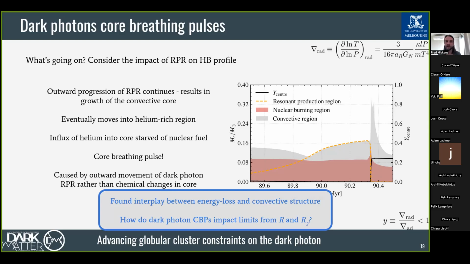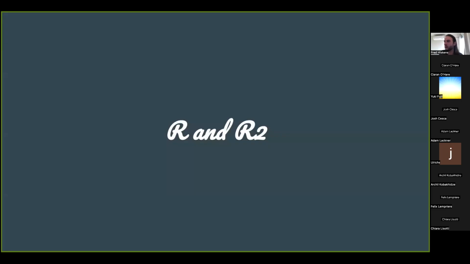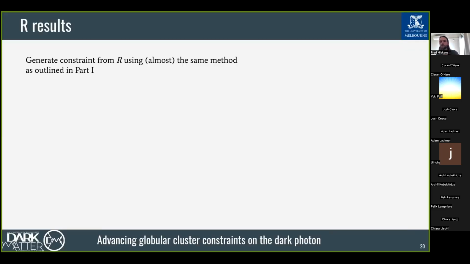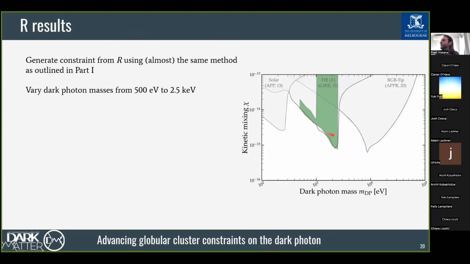And so the question left to answer in the remaining time is how does this affect the limits you can get from R and R2? So to see this, we can generate constraints from R using almost the same process that I outlined in part 1. The main difference is that now the energy loss rate is a function of 2 parameters, the chi and also the dark photon mass. So we have an extra dimension to the parameter scan we perform. So we find limits on chi for dark photon masses at regular logarithmic intervals between 500 eV and 2.5 keV. And the results of this are shown over here on the right-hand side.